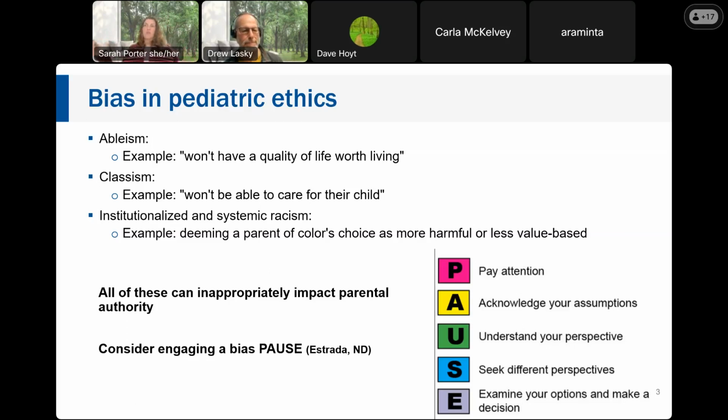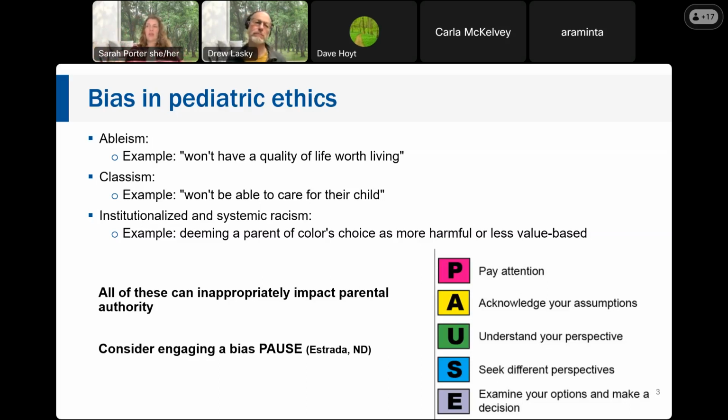We also have institutionalized and systemic racism, which we need to be really careful about when we're thinking about parental authority, because we also will deem a parent of color's choice as more harmful or less value-based than we might for white parents. And this is really problematic because we will say that they're making decisions for reasons other than the fact that these are their family values and that these values matter.